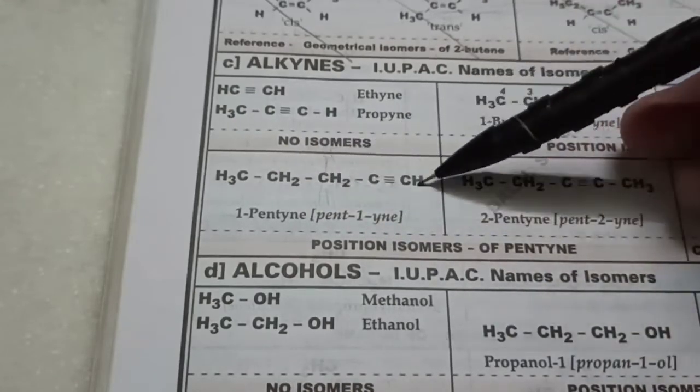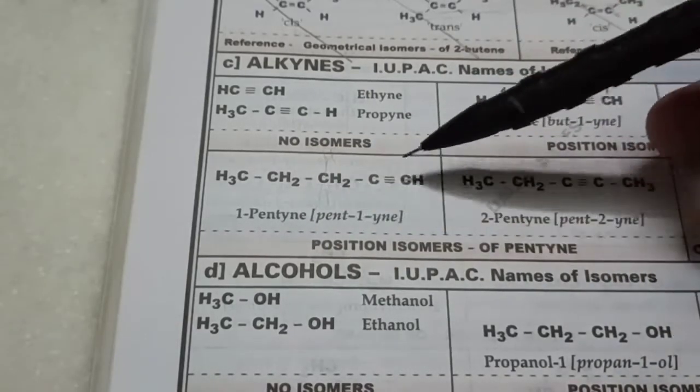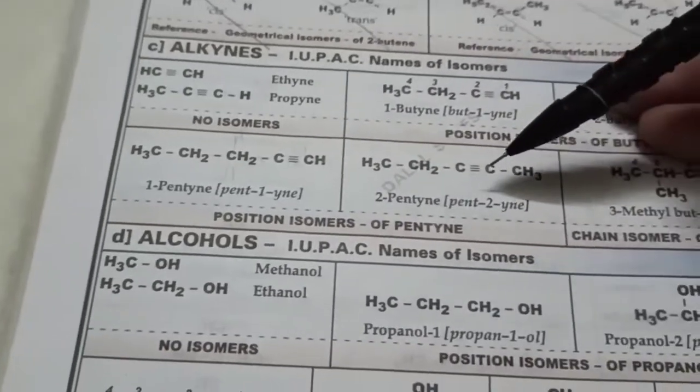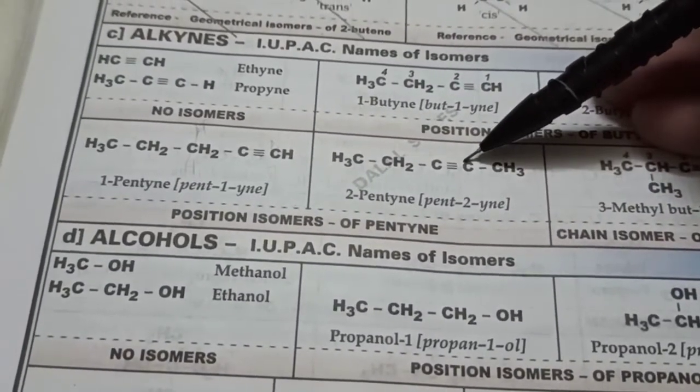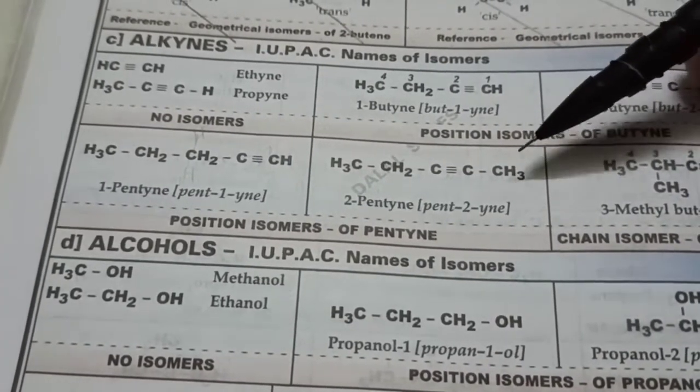3, 5, 6, 7, 8. Yes, I used the general formula. I didn't count the hydrogen atoms. So that's 1-pentyne because the triple bond is at carbon number 1. But what if it was at carbon number 2, that is between 2 and 3? Then we would call it 2-pentyne. So the structural formula differs and properties would also be slightly different.